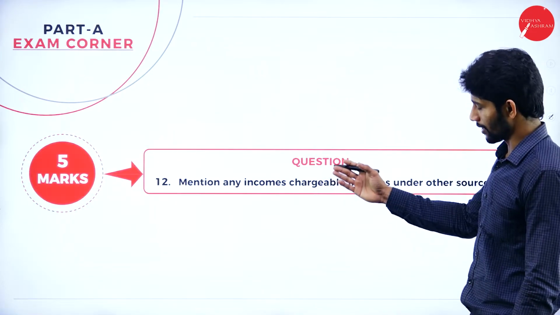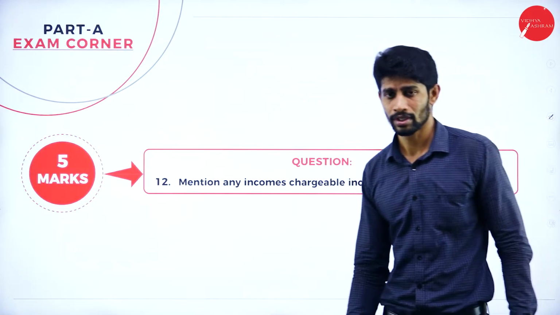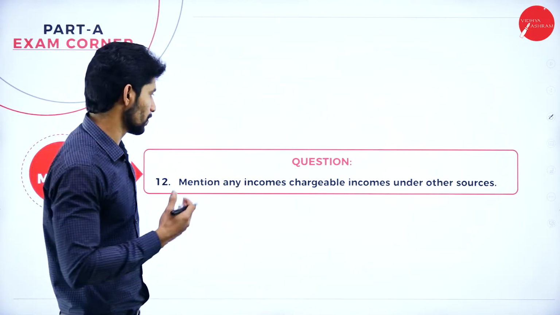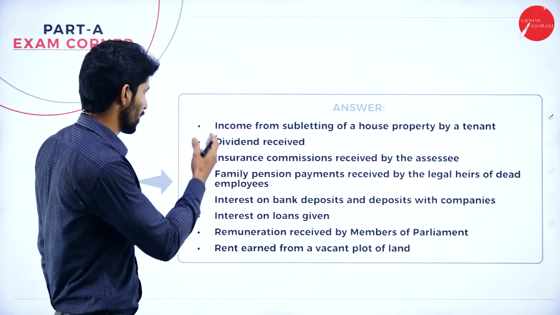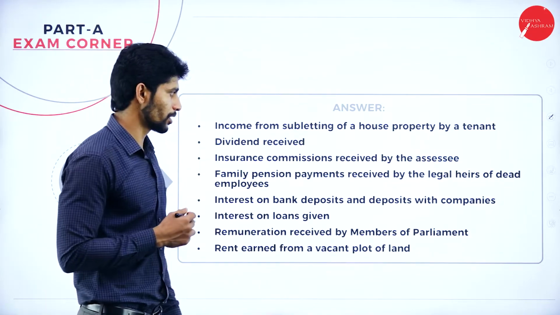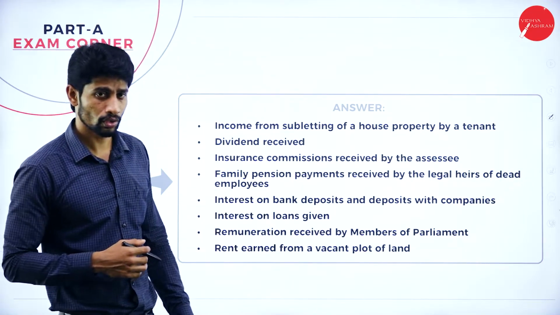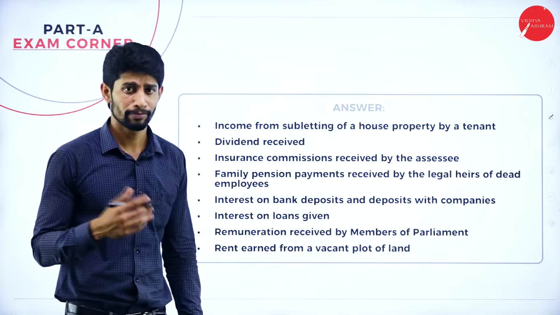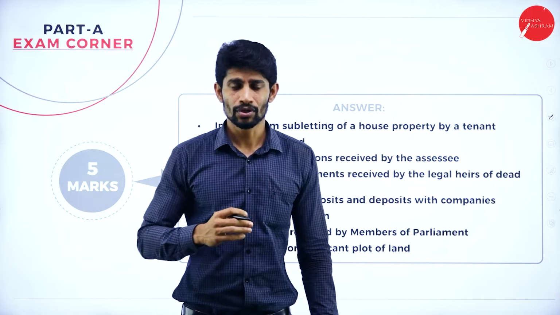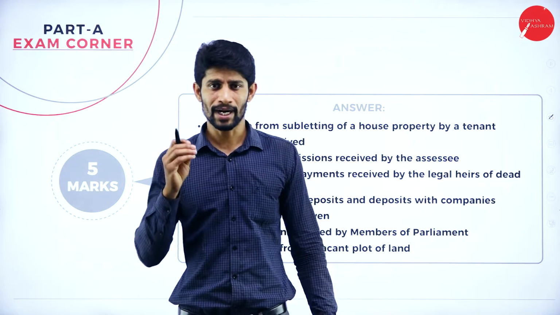Next, they might ask you the question, mention any income chargeable under income from other sources. Among the items which come under income from other sources, they might ask you to write any 5. You can write these: income from subletting of a house, dividend received, insurance commission received by the assessee, family pension received, interest on bank deposit, interest on loan given, remuneration received by a member of parliament, and rent earned from a vacant plot of land.